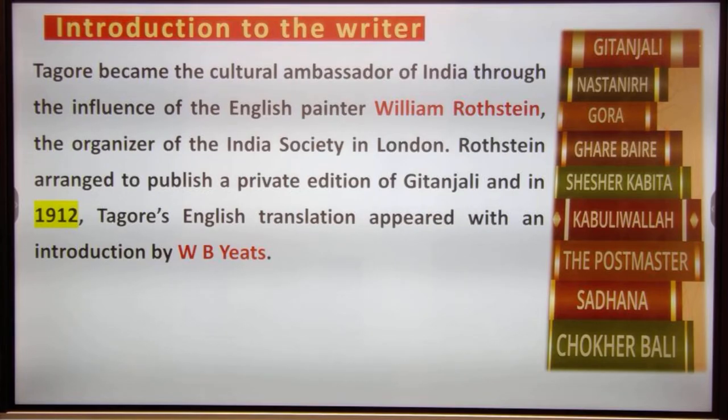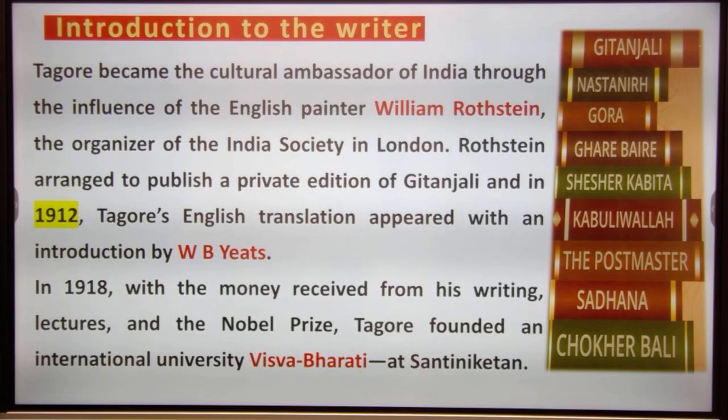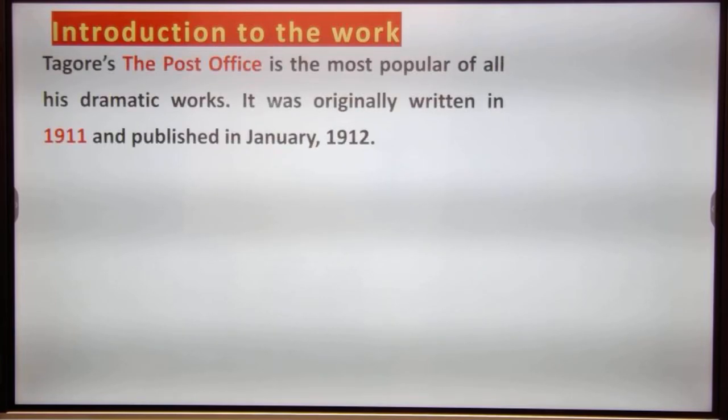You can see some of his famous works, including books of poetry like Gitanjali, his novels like Gora, his plays like The Post Office or The Postmaster, short stories like Kabuliwala and Chokher Bali. In 1918, with the money received from his writing, lectures, and Nobel Prize, Tagore founded an international university, Vishwa Bharati, at Shanti Niketan. So this is the basic background to the writer, the very famous writer, composer, dramatist, musician, Rabindranath Tagore.